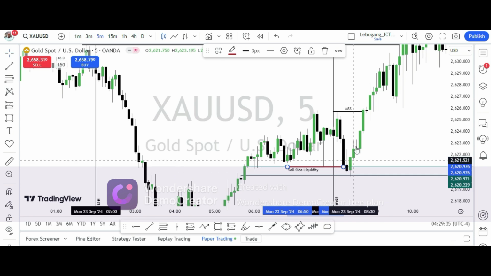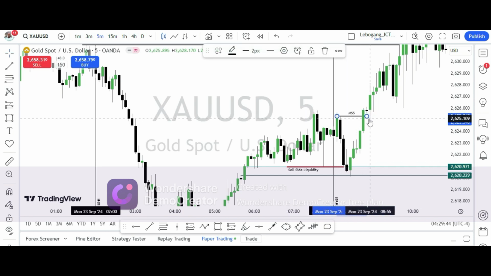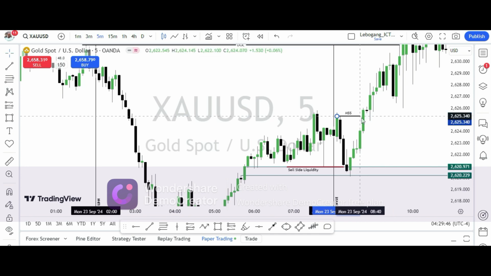We took that low, we went up, and then as we went up, we had a shift in market structure here. We had a shift in market structure.